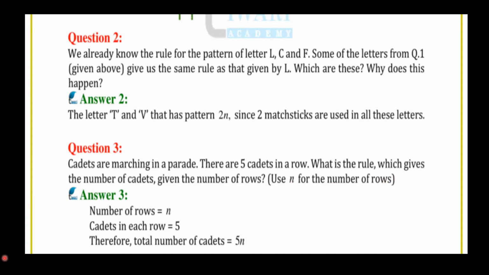So, children, these sums you have to write stepwise. Number of rows n, number of cadets in each row 5, therefore, the rule is 5 into n. In most sums like this, the rules are 5 into n. Now, see the next question.